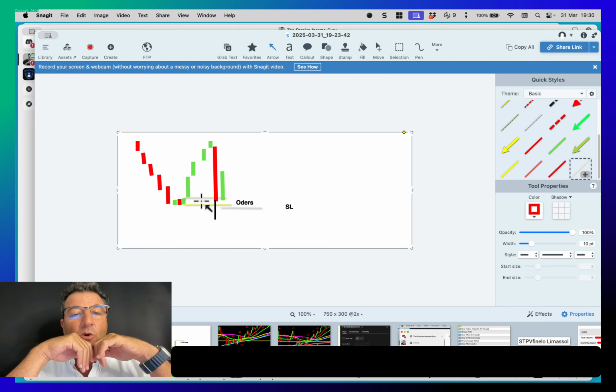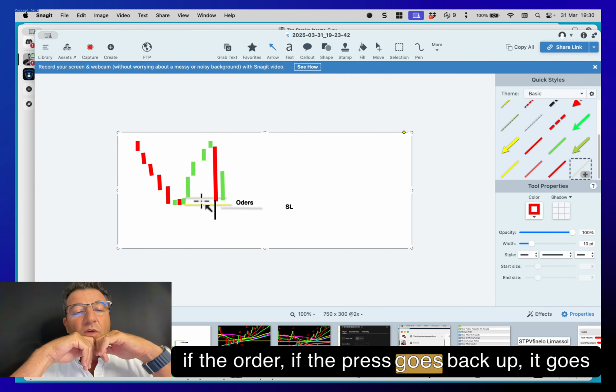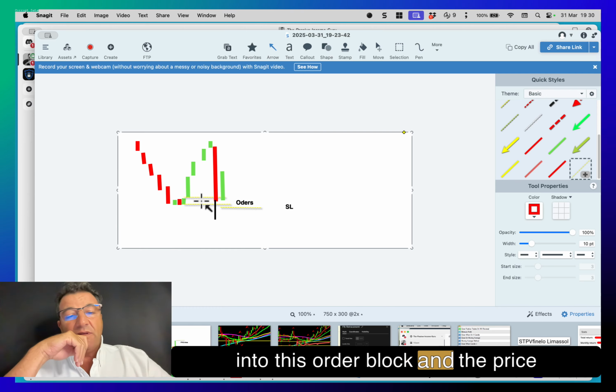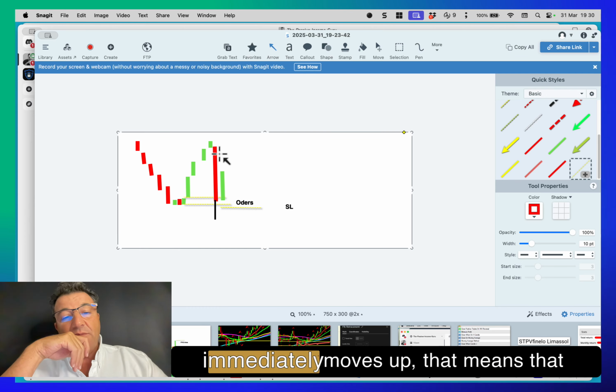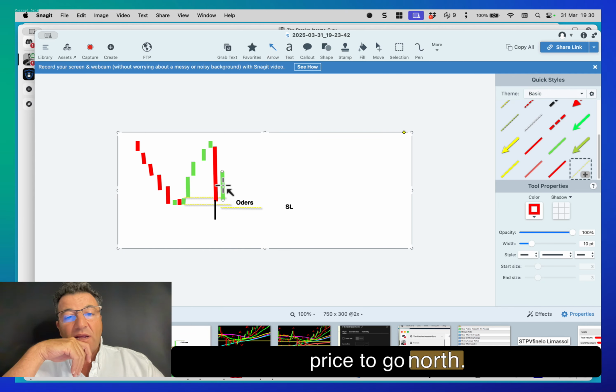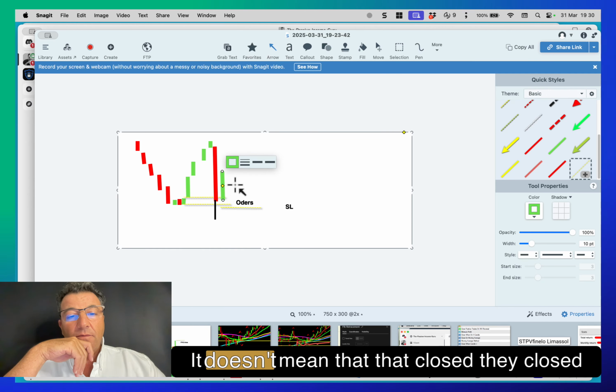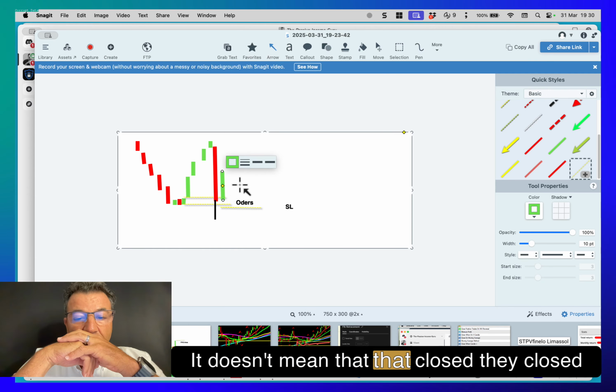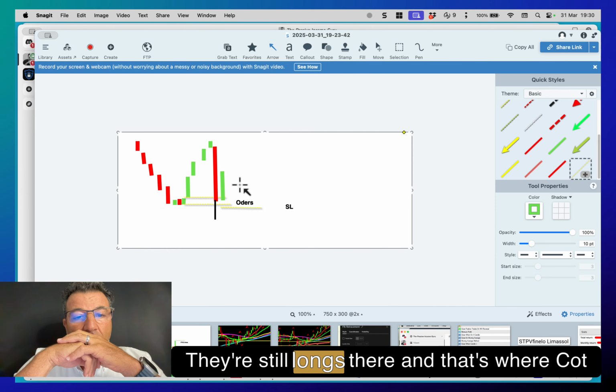What? Because you told me yourself. Because if the price goes back up, it goes into this order block and the price immediately moves up, that means that orders are there and they've re-triggered the price to go north. So the order's been used up to move the price up. Doesn't mean that they've closed their orders. There's still longs there.